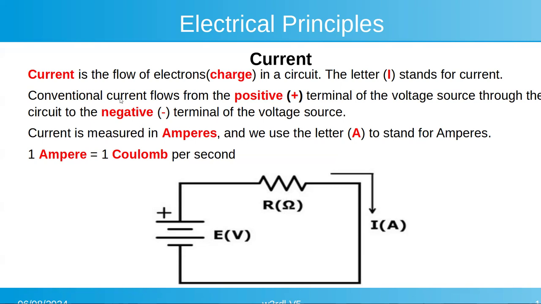When we talk about conventional current, remember it's positive goes to negative. We measure current in amperes, and we use a capital A to stand for amperes. It's defined as 1 coulomb per second. So it's like 6.24 times 10 to the 18th charges per second to make up an ampere.